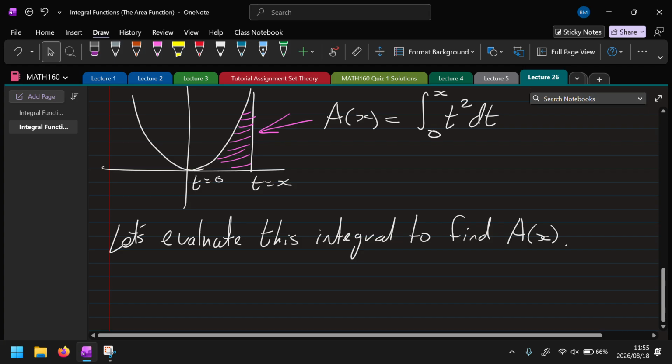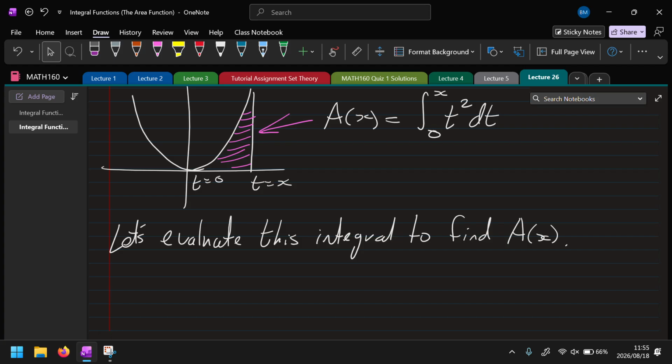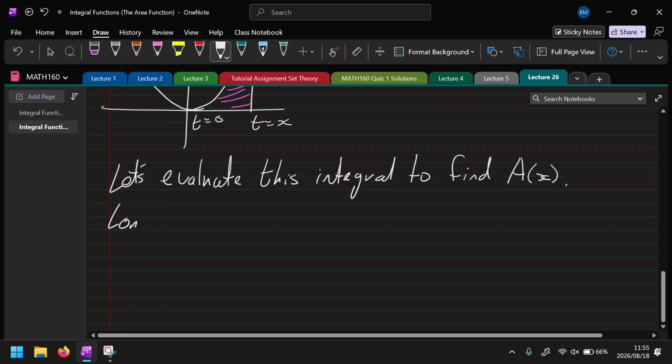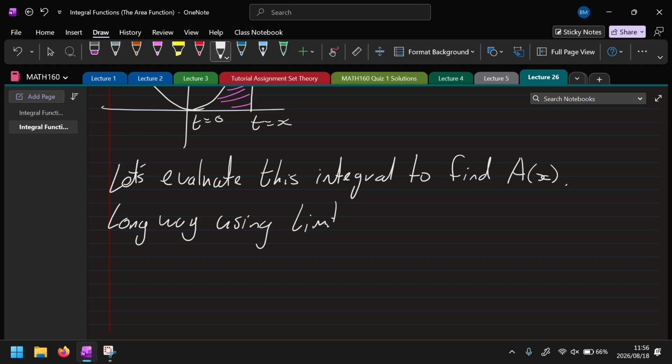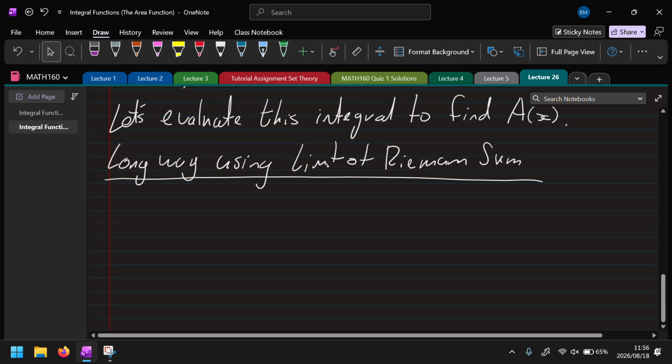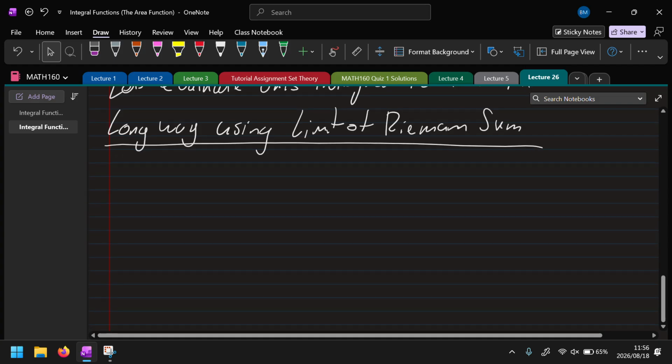Now there's a short way and a long way. For some practice, we're going to do it the long way with the limits of a Riemann sum. And then next week, we're going to look at the much shorter way. So, long way using limits of Riemann sums. Please do not delete that from your brain for the next class test. It was on the previous class test. It will be on the next class test as well.